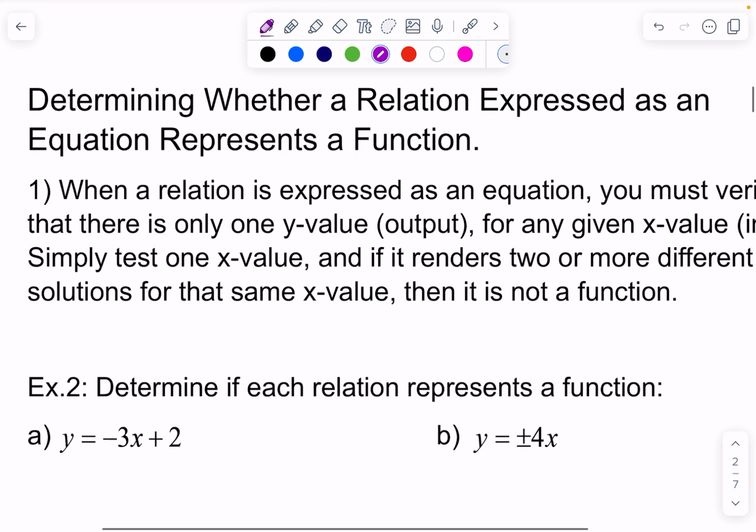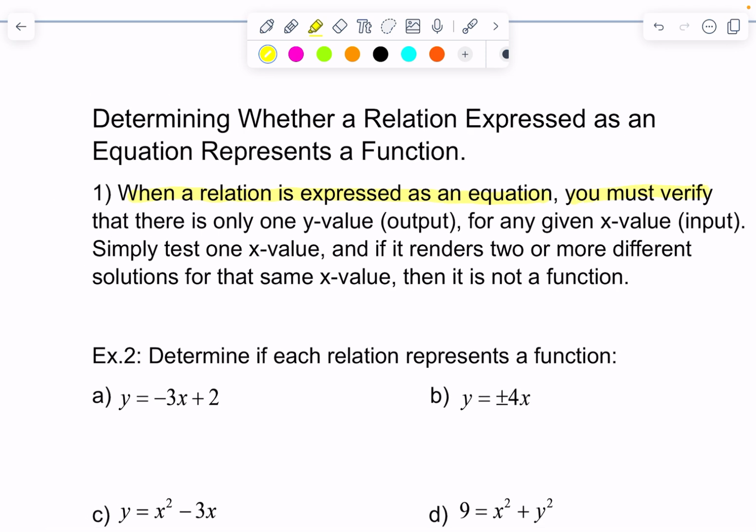When we're determining whether a relation expressed as an equation represents a function, we're going to want to follow this logic. When a relation is expressed as an equation, you must verify that there is only one y value, or output, for any given x value, input. Simply test one x value, and if it gives two or more different solutions for that same x value, then it is not a function.